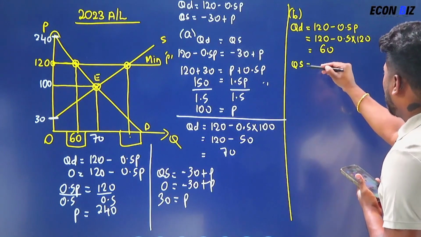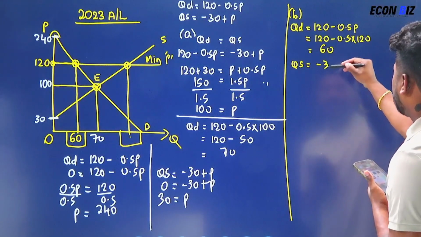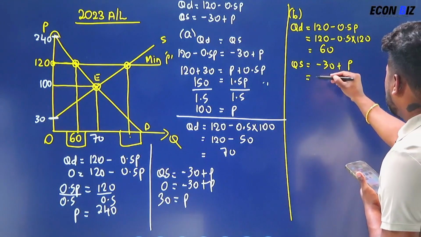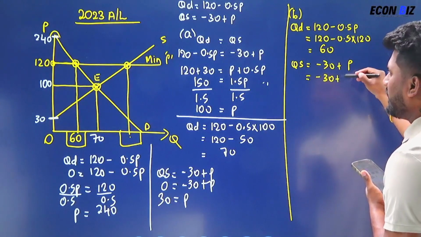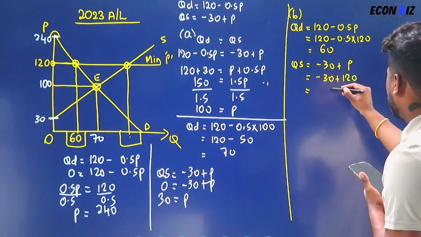Quantity demand is 60. Now let's find out the QS value. Minus 30 plus P, so instead of P put 120. How much? 90.